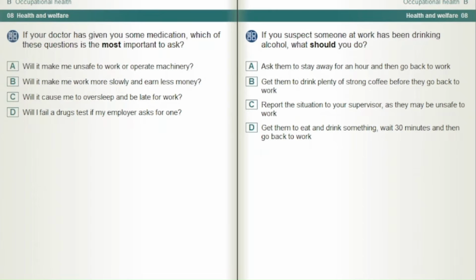If you suspect someone at work has been drinking alcohol, what should you do? Ask them to stay away for an hour and then go back to work. Get them to drink plenty of strong coffee before they go back to work. Report the situation to your supervisor, as they may be unsafe to work. Get them to eat and drink something, wait 30 minutes and then go back to work.